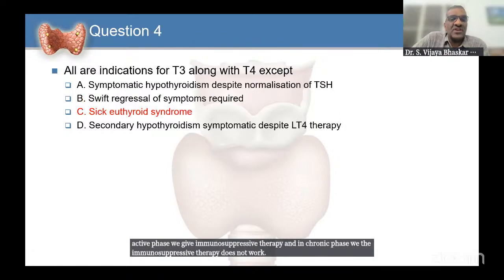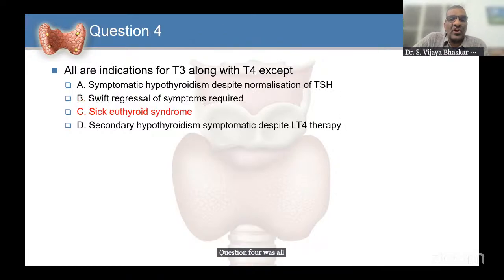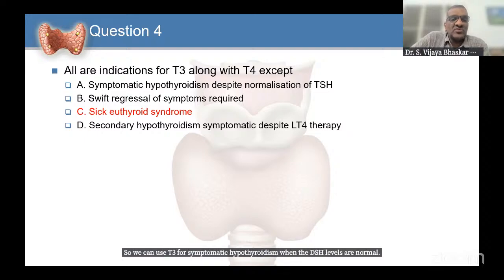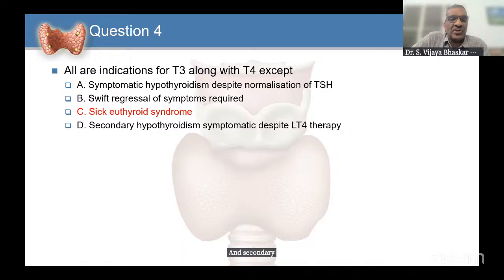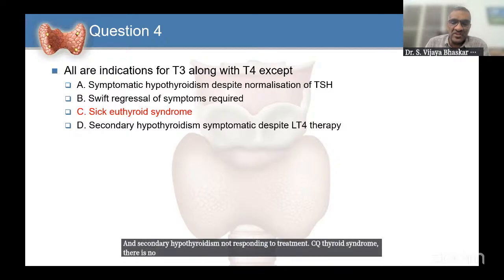Question 4 was: all are indications for T3 along with T4 except. We can use T3 for symptomatic hypothyroidism when the TSH levels are normal, when we require swift reversal of symptoms, and in secondary hypothyroidism not responding to treatment. In sick euthyroid syndrome, there is no indication to use T3 therapy.